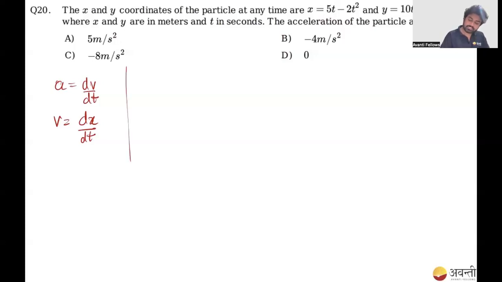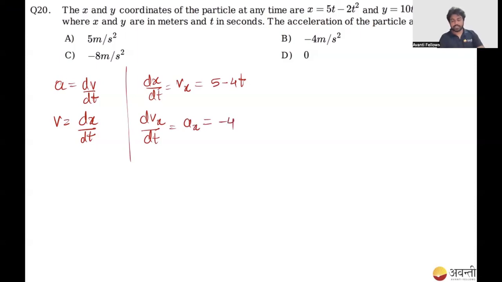If I want acceleration in the x direction, I'll write dx by dt, that is velocity in the x direction, that is 5 minus 4t. If I want acceleration, I will differentiate this velocity, dvx by dt, that is equal to acceleration in the x direction, that is minus 4. Okay.